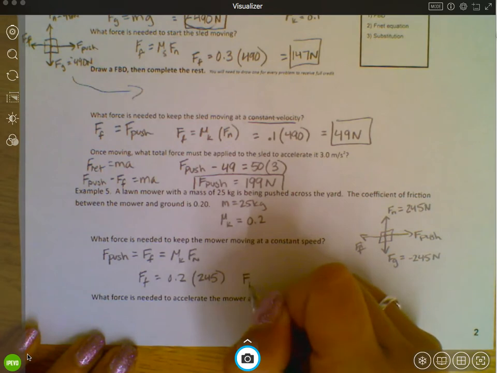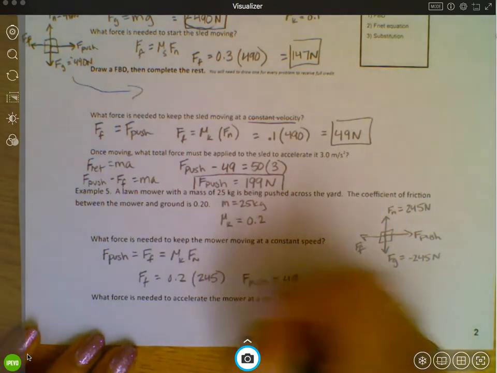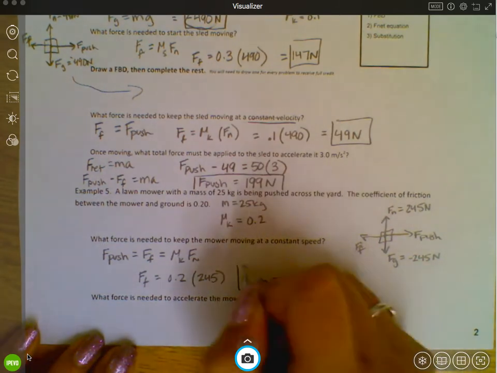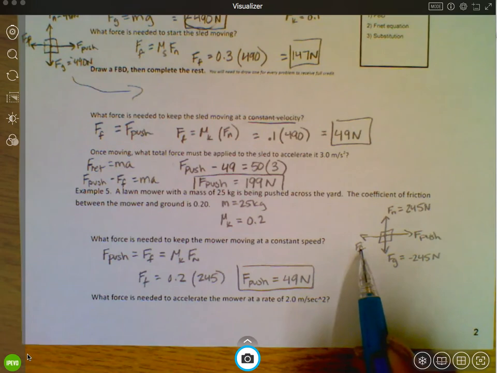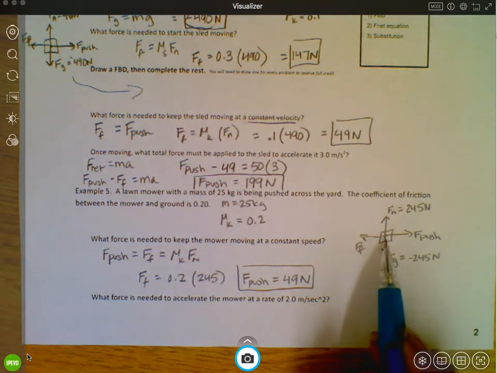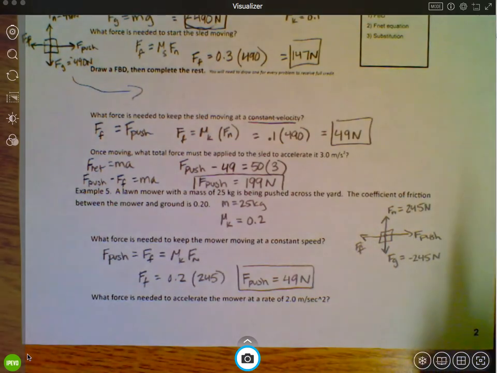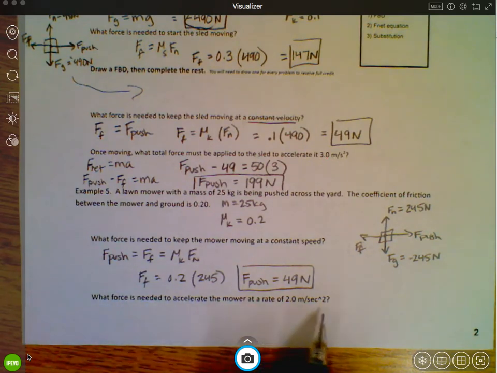So the pushing force has to be at least 49. Actually, it has to be exactly 49. Because if that number is bigger than 49, then it's going to accelerate this way. If it's smaller than 49, then it's going to slow down because friction will be bigger. Okay? And then what force is needed to accelerate the mower at a rate of 2 meters per second squared?